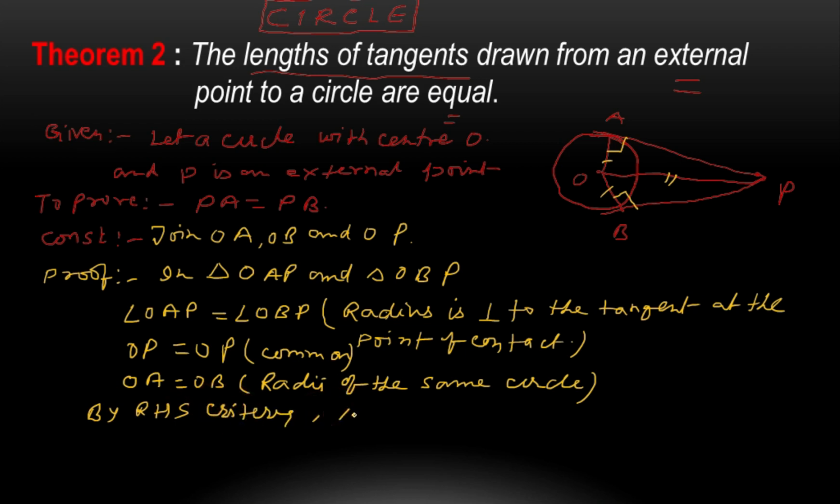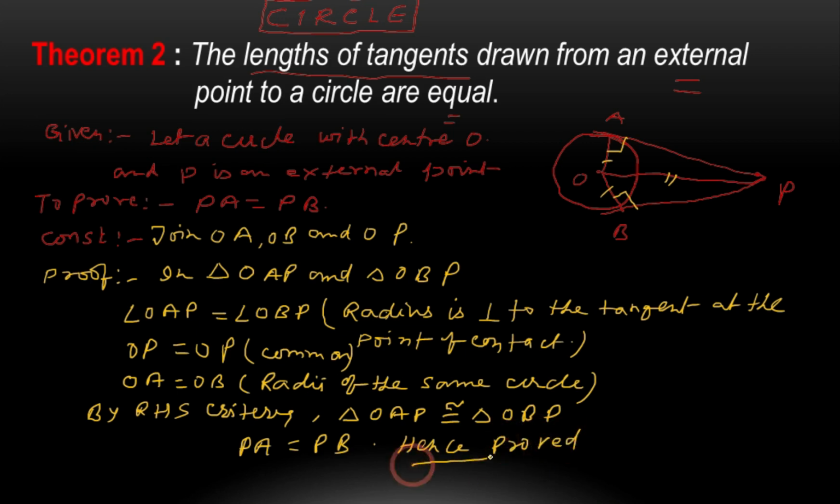we can write triangle OAP is congruent to triangle OBP. And if the two triangles are congruent, then we know all the corresponding parts are equal. So we can write AP equal to BP, or PA equal to PB, and that is what we had to prove. Hence proved. It is a very simple and short theorem, but a very important theorem in the circle. Mainly we have only two theorems, number 1 and this theorem number 2.